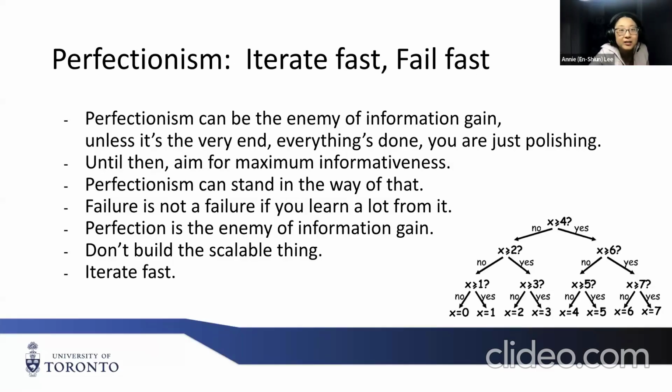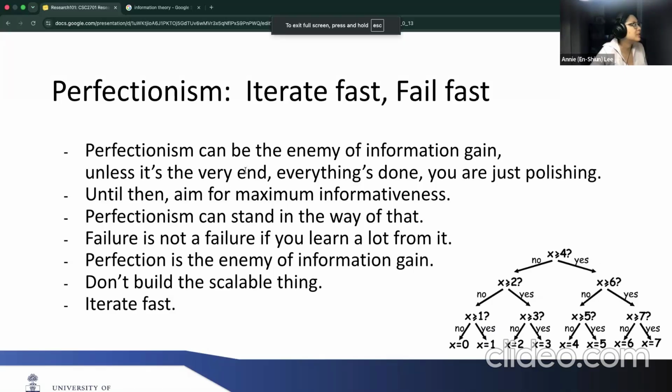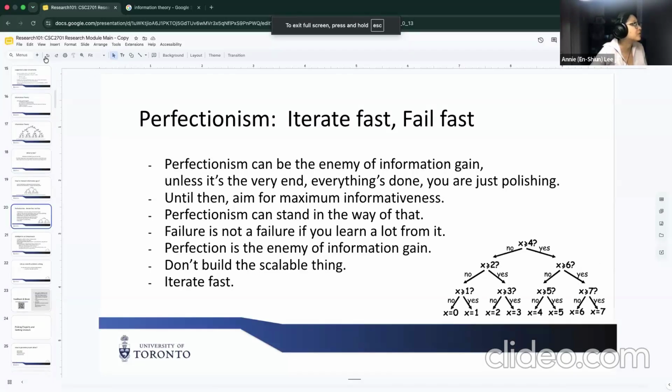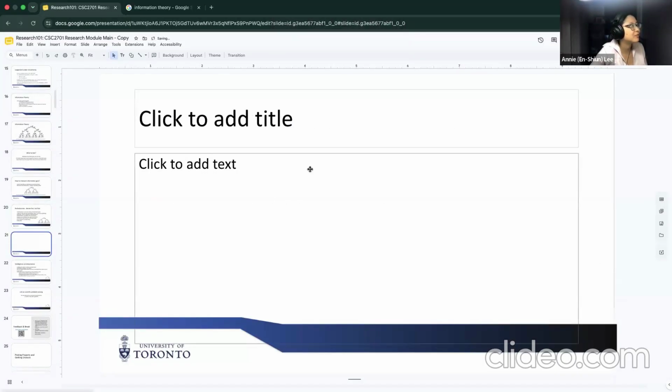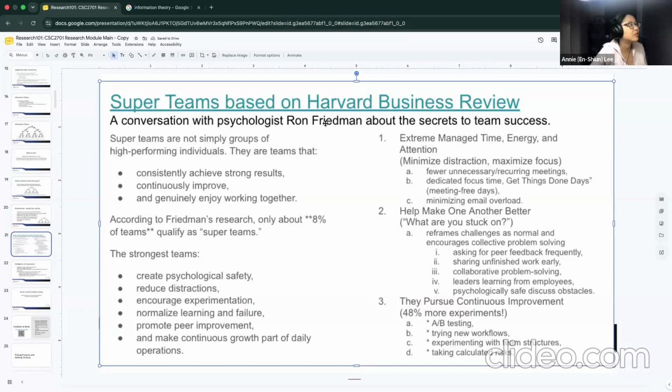Yeah, so I just want to find the slides for, yeah. Oops. Yeah, so I just want to share the screenshot on Super Teams for you so that you have that. So recently I also shared a slide on Super Teams, which I didn't realize is very much related with this. This is a psychology piece by Ron Friedman from Harvard Business Review. So Super Teams, what they do, they manage time well, so that there's some focus times, there's some collaborative times. They help make each other better, and they are doing 48% more experiments, so continuous improvements.